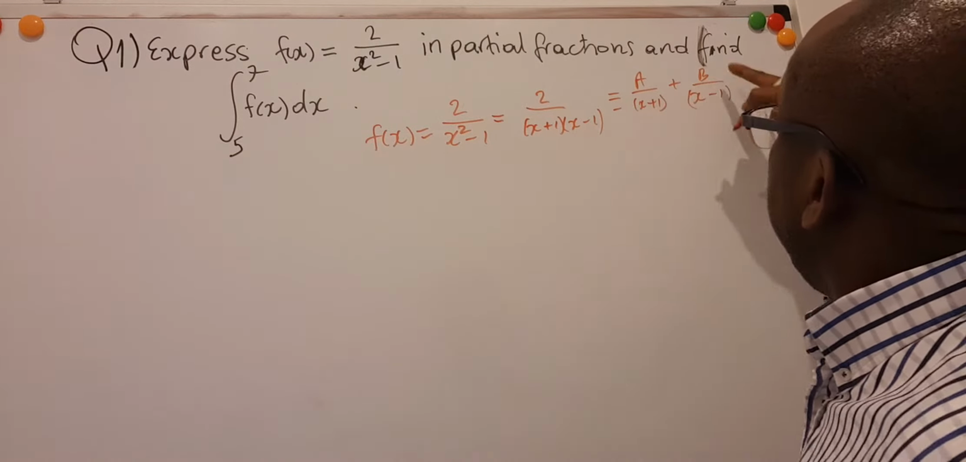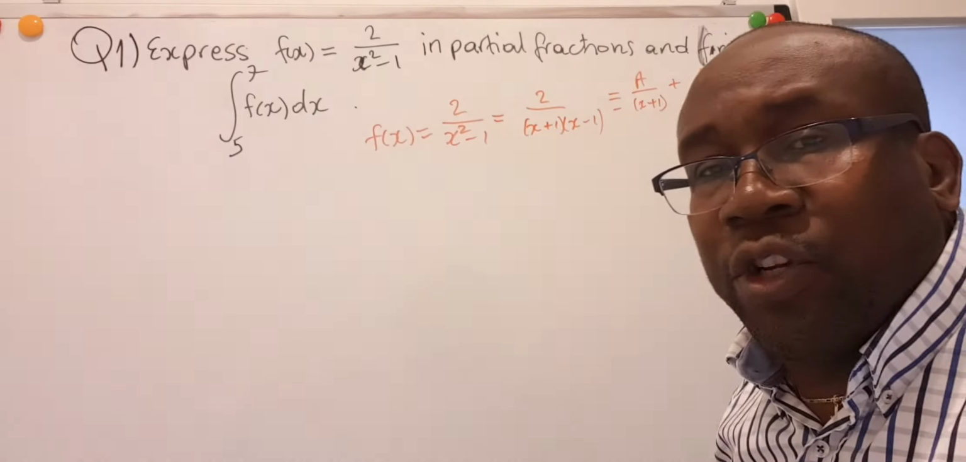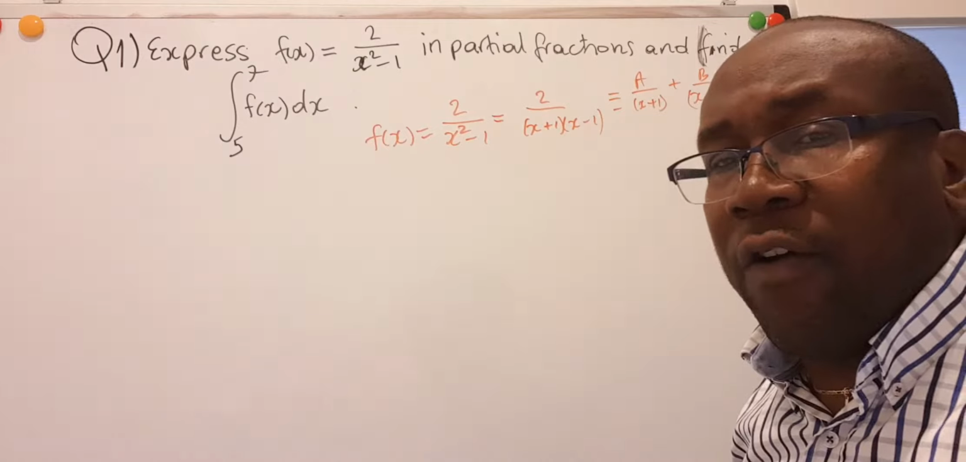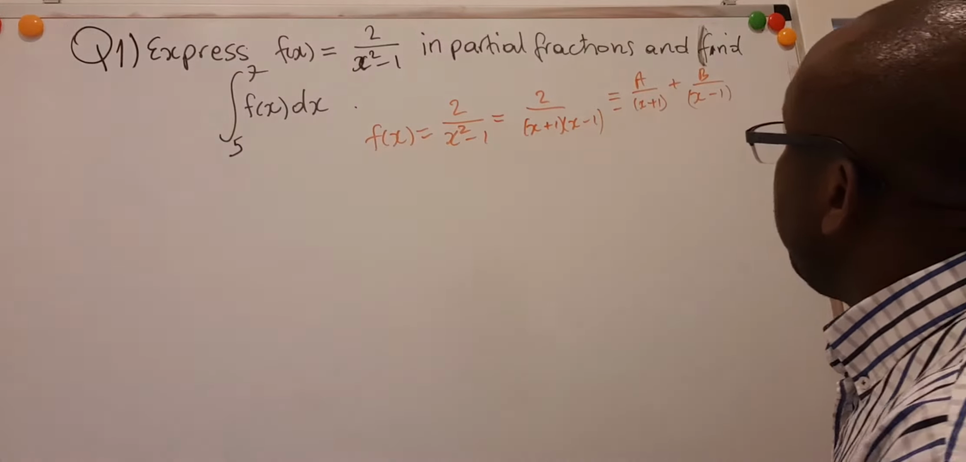There are a number of ways we can do that. You can decide to simplify this part, then equate the numerators and solve two simultaneous equations, or you can use what they call the cover-up method. I will take the cover-up method. It's easier and faster. How does the cover-up method work?